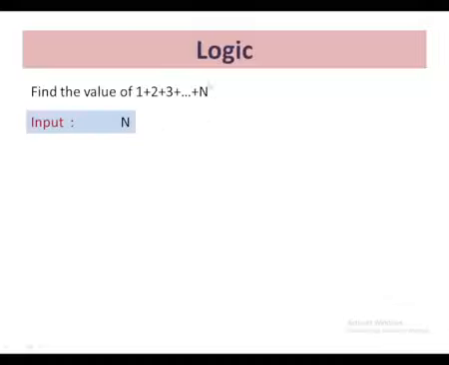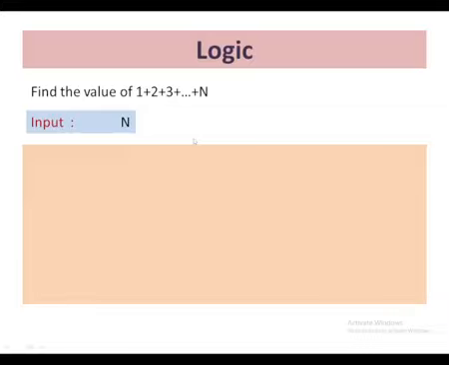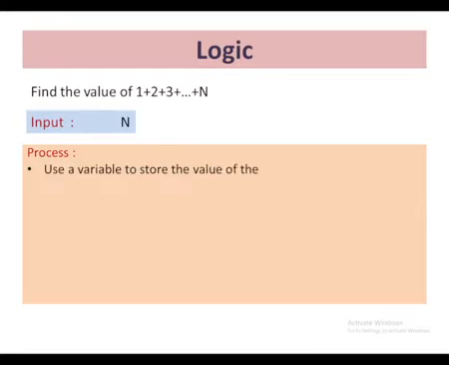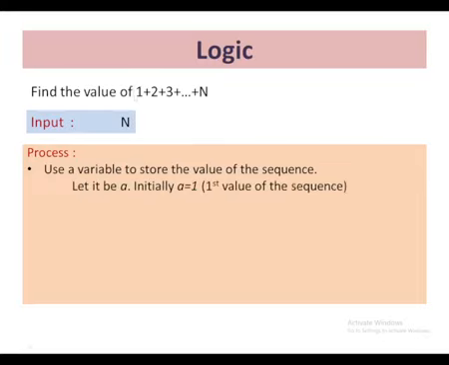My input is, you should know what is this n, that becomes your input. Next, what is the process we have done? So first I used a variable to store the values of the sequence. That variable I just named it as a. Initially a is equal to 1 because it is the first value of the sequence. So I am using a to refer to the values present in the sequence.